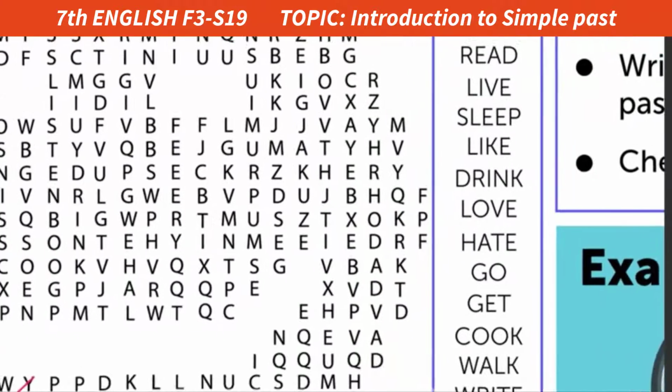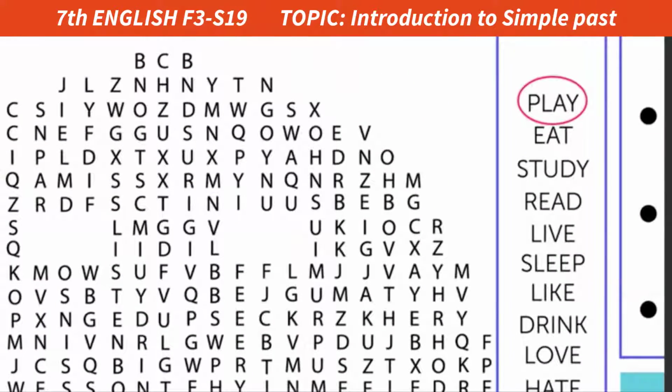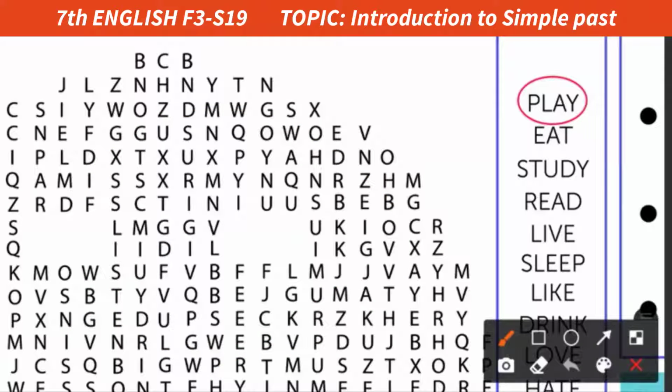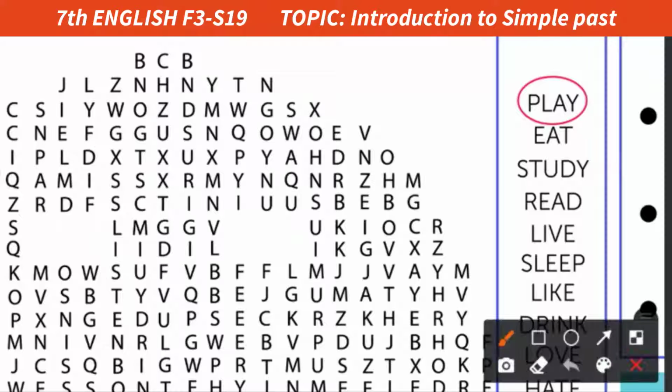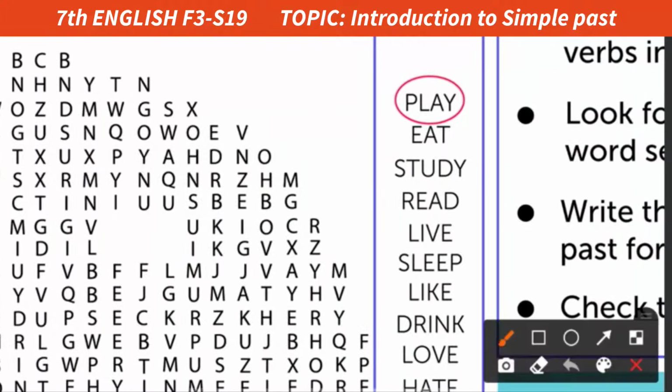Okay? Now you have to find those verbs here. Y ahora encuéntralos aquí en este grid. Yes? For example, here you have study. See? Study. Also, you have like over here. Like. See? Like. Yes?